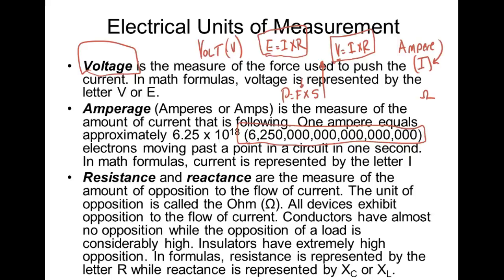Conductors have almost no opposition, while the opposition of a load is considerably high. Insulators have extremely high opposition. So in formulas, resistance is represented by the letter R, while reactance is represented by what we call X of C or X of L, which we'll talk about a little bit when we start talking about what's going on in a conductor and what's going on in the insulator. People don't really understand that, and so that's what we're going to learn here. We're going to learn about the actual conductors themselves so we can understand why things are the way they are.